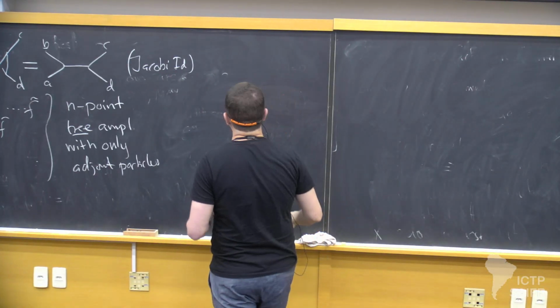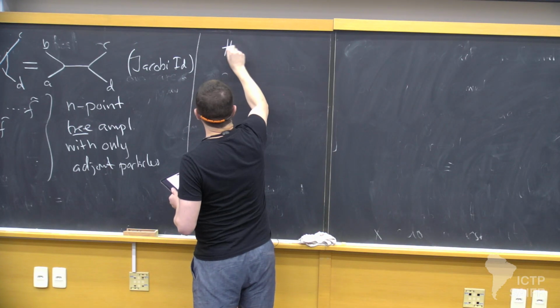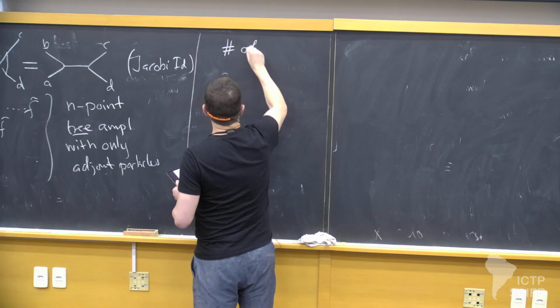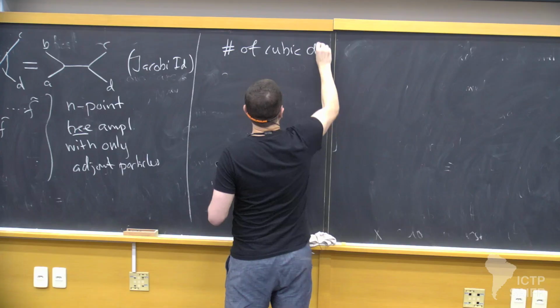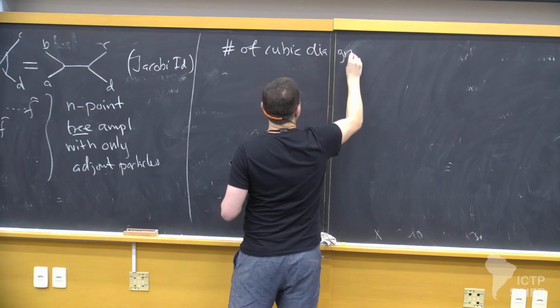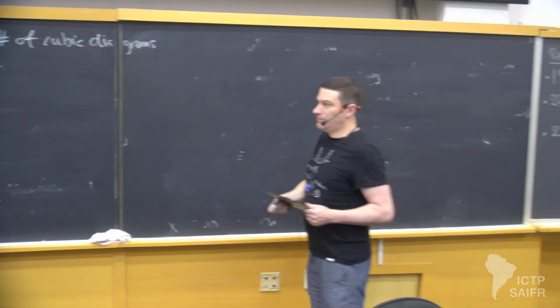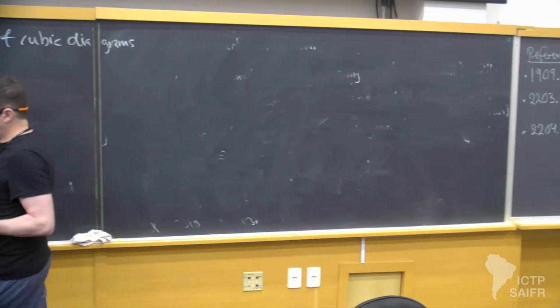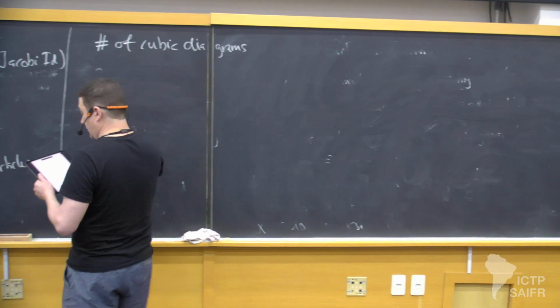Okay. So let's study the number of cubic diagrams. And I don't mean Feynman diagrams here. I just mean stuff that you can get from multiplying together FABCs. I still call them diagrams.